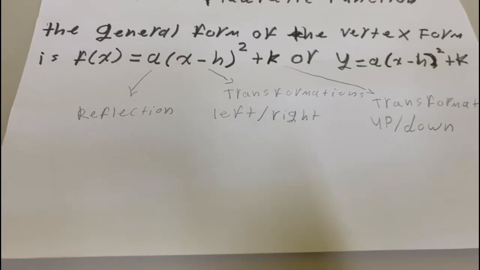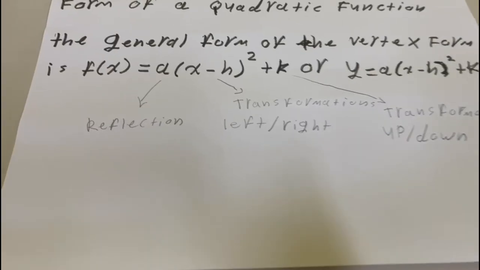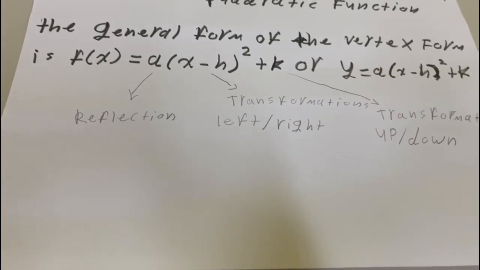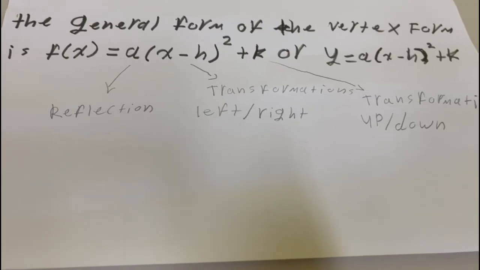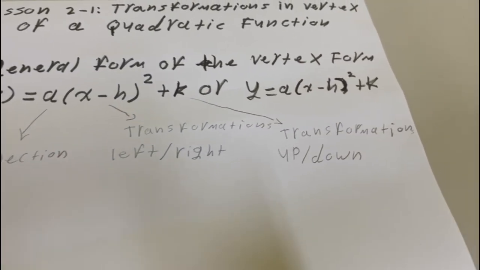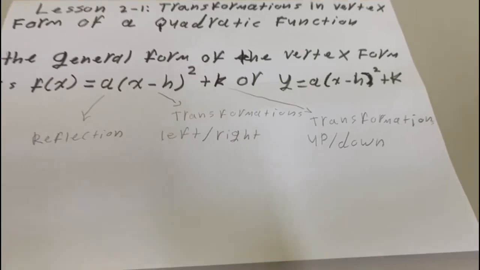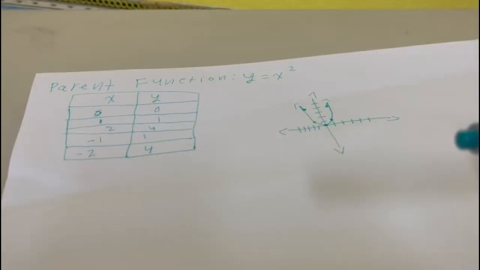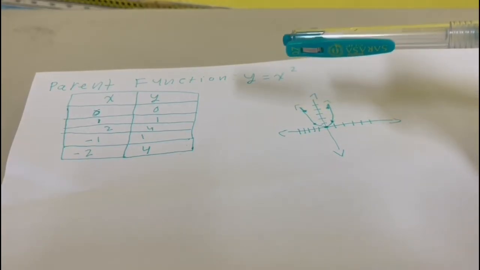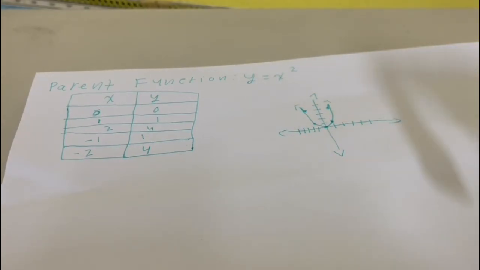Now, this isn't all about graphing. A is for reflection, and h is for transformations left or right. k is transformations up or down. Now we have something called the parent function. The parent function is actually y = x^2. We use the parent function to graph the function.